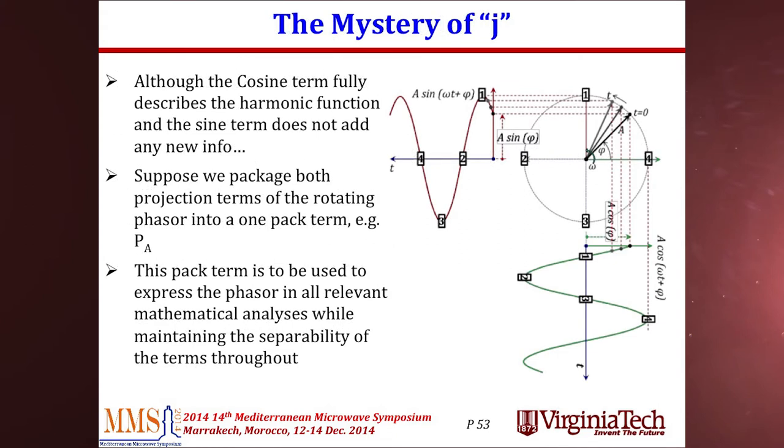So I say the mystery of j. Here's my cosinusoid. And it's a projection of that phasor as it rotates. But guess what? There's another projection there, too. Now, if you look at this other projection here, does it have any new information that we didn't have in the first one? No. No new information. No new knowledge. Can we get rid of it? Sure, get rid of it. But if it is there, we can use it to something good. What's that? I'll show you.